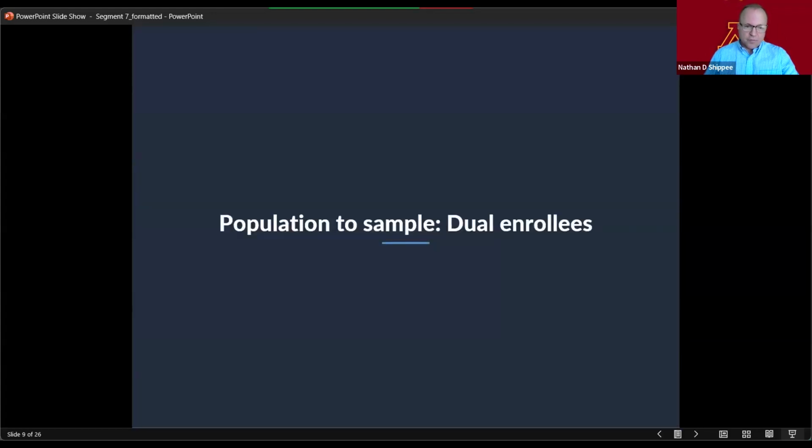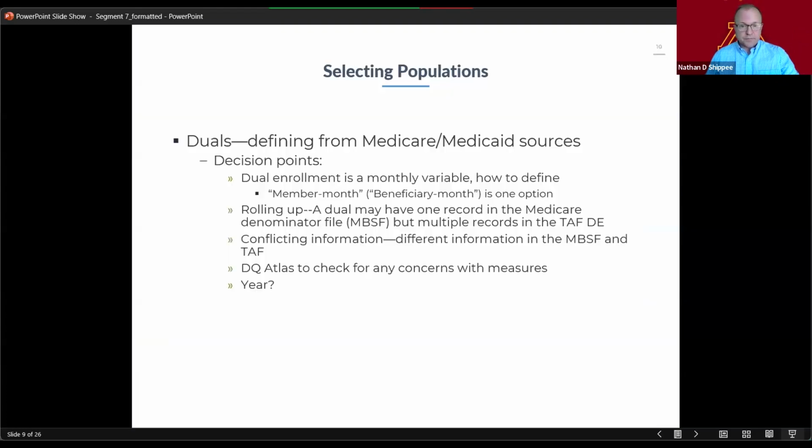Another example in moving from, we'll go back to disenrollment in a second, but we're still talking about moving from population to sample and how we identify. So another illustration of that is among dual enrollees. Duals are a really interesting group, and we've had a lot of questions about what shows up in the Medicare claims versus what shows up in Medicaid claims and encounters. What do you see if you've got a dual, given that Medicare should be primary payer for a lot of things?